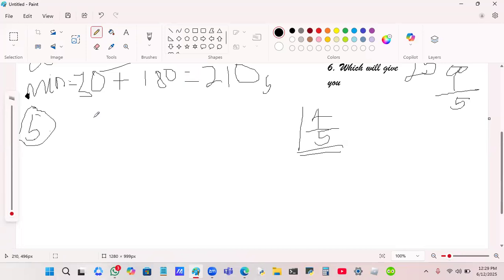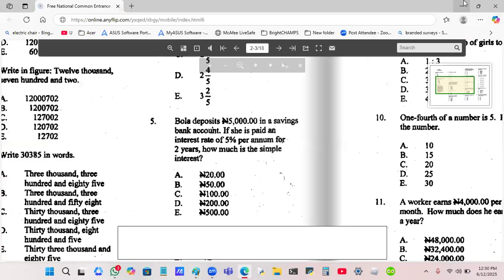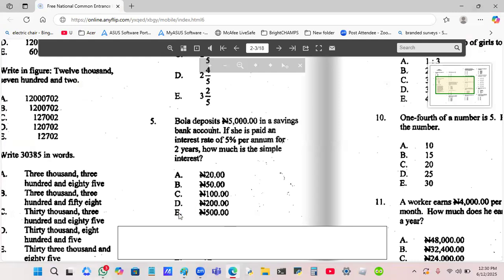So what is the answer? I equals 500 naira. Okay. Which option agrees with that? Let's go on. That would be E, right? E. Yep. Okay.